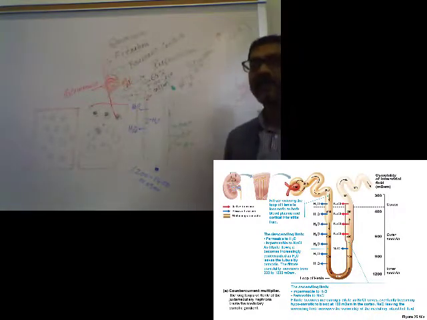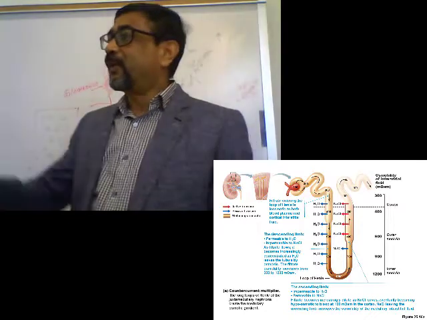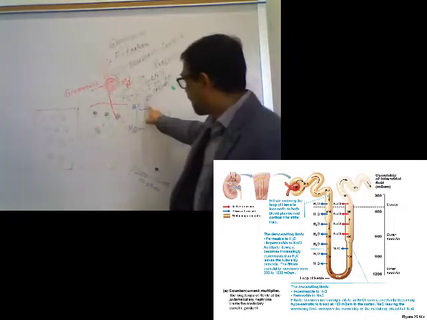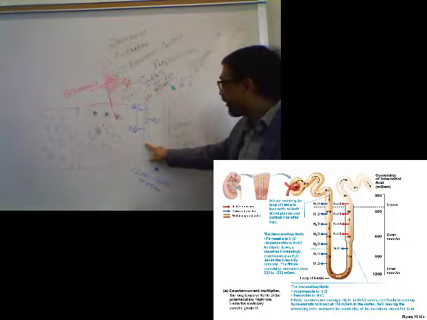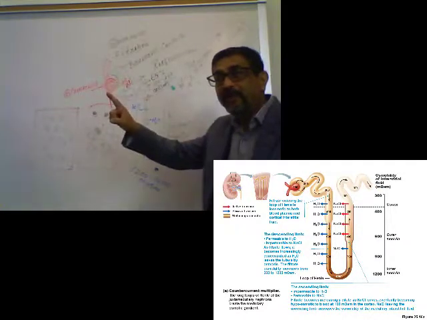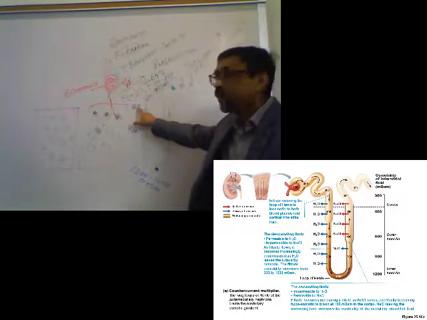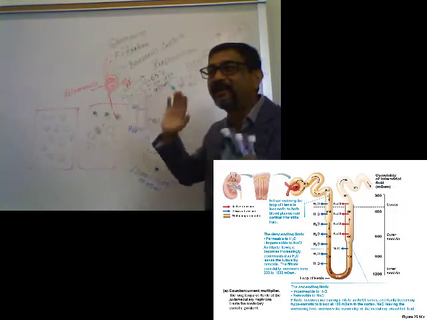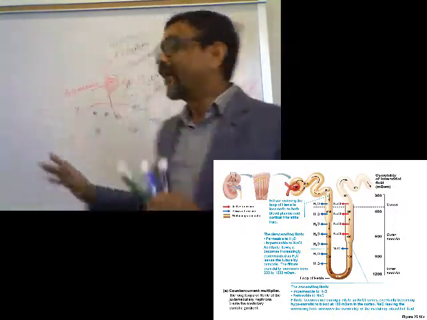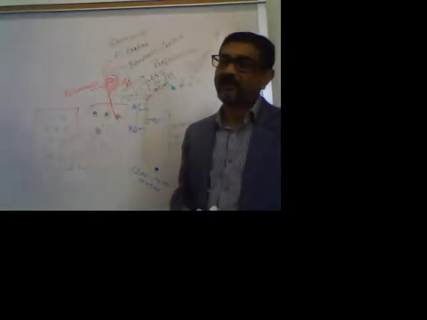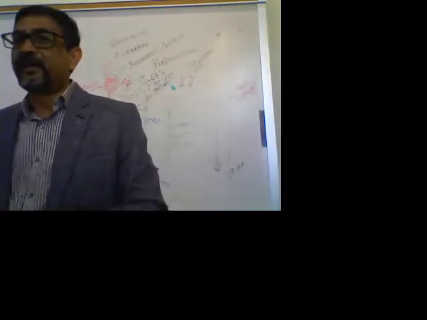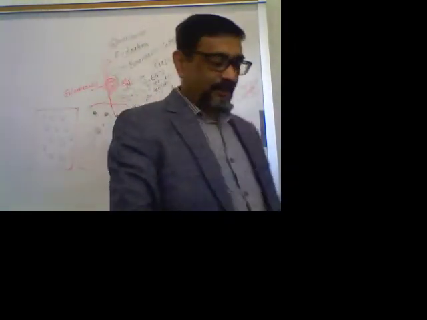Okay, so that is what happens when the fluid is passing through the loop of Henle. Is it clear? So if I ask you, the wall of the descending limb of the loop of Henle is only permeable to what? Water, right? Only water can pass through it. Is it clear? No solids. When the fluid passes through the ascending limb, only these solutes can pass through it.